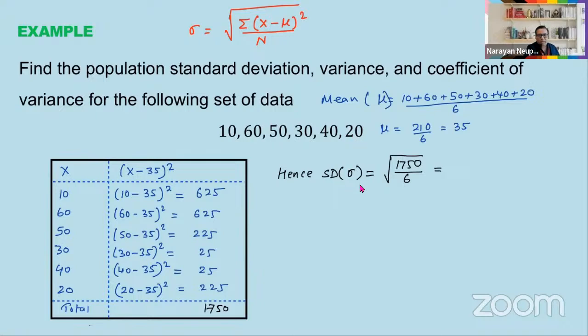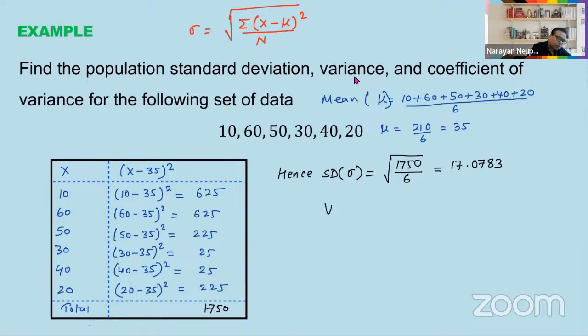If you type the square root of 1750 over 6 in your calculator, you should get 17.0783. Make sure you type that in your calculator and check it. Is that correct? Okay, perfect. So that is the standard deviation. But in this problem, we are asked to find more than the standard deviation. Look at the board. We are asked to find the population standard deviation. After that, we are asked to find the variance. You know what variance is? It's the square of that, right?